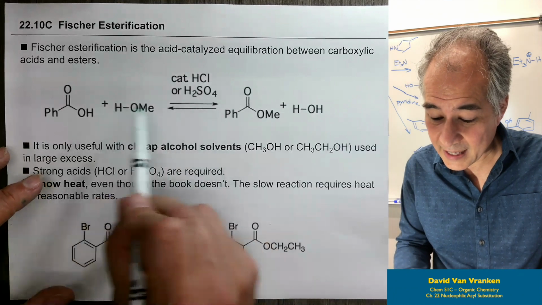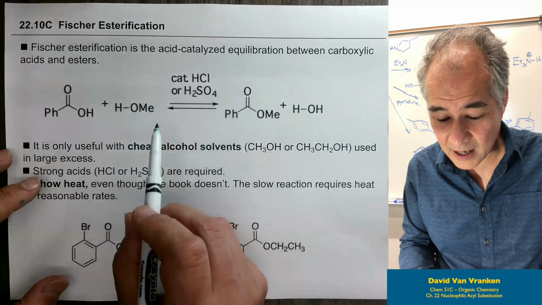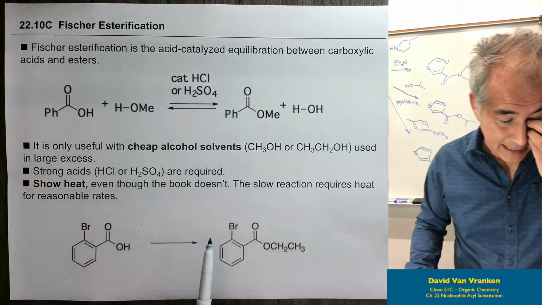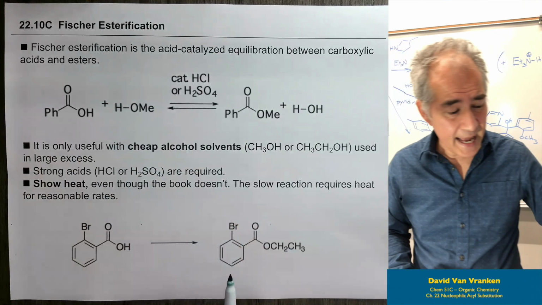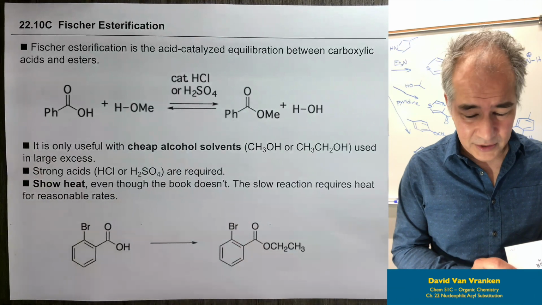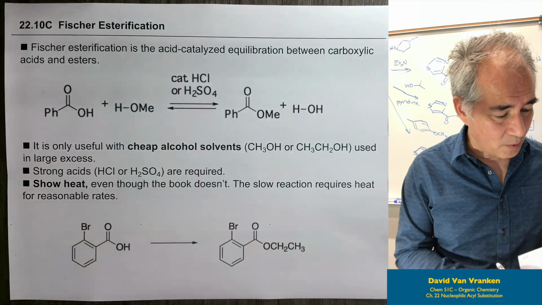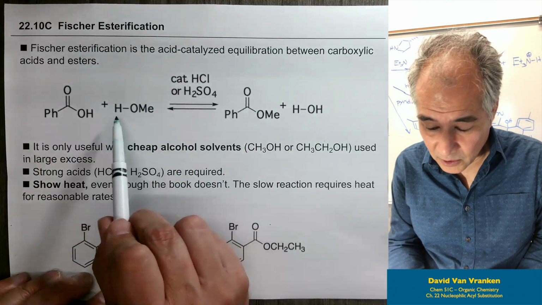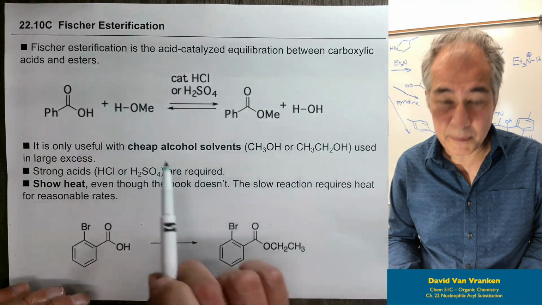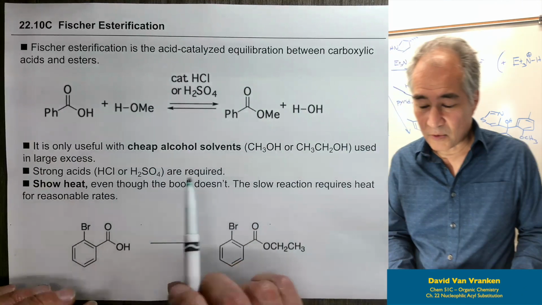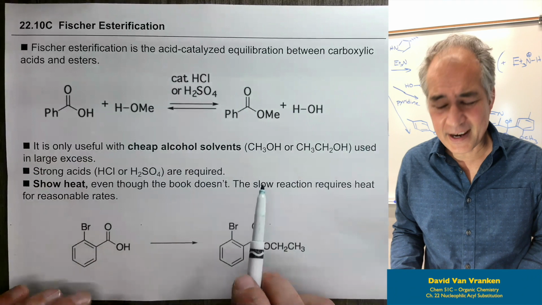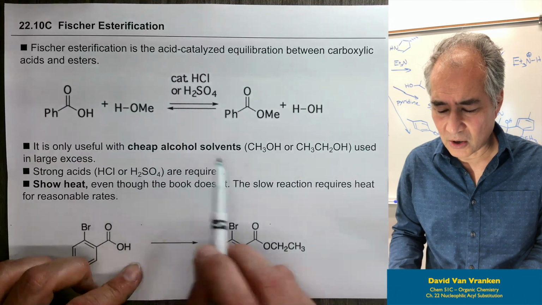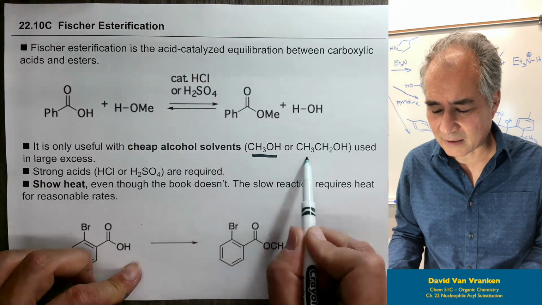So the only way to get the equilibrium to favor one side or the other is that we've got to add an excess of the reagent in these reactions in order to get them to work. So if you're going to use an excess in order to drive it towards the ester, it better be inexpensive. So really this is only a common reaction if you're using cheap alcohol solvents like methanol or ethanol.